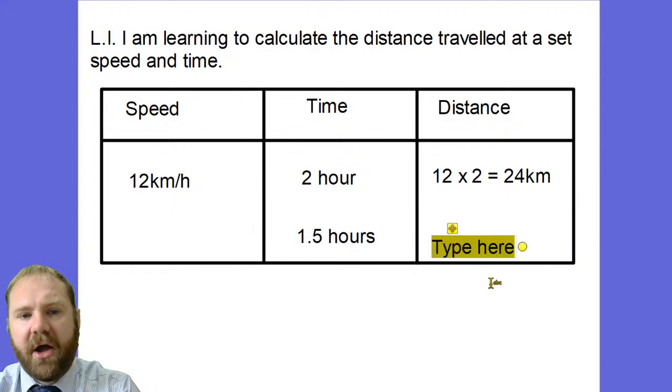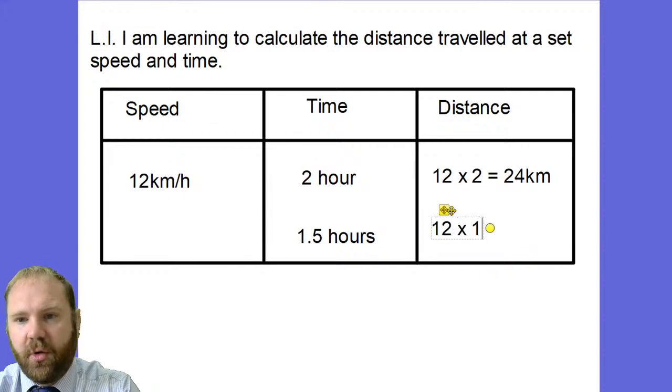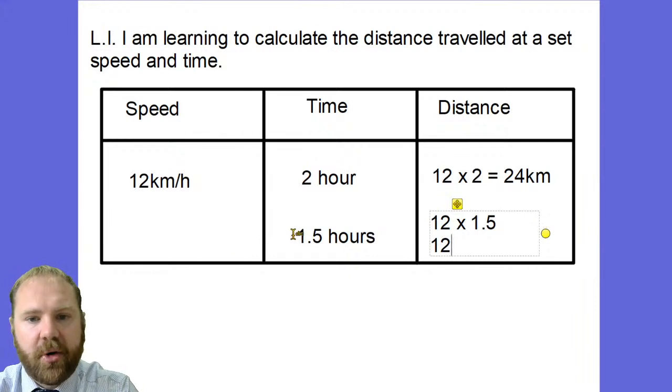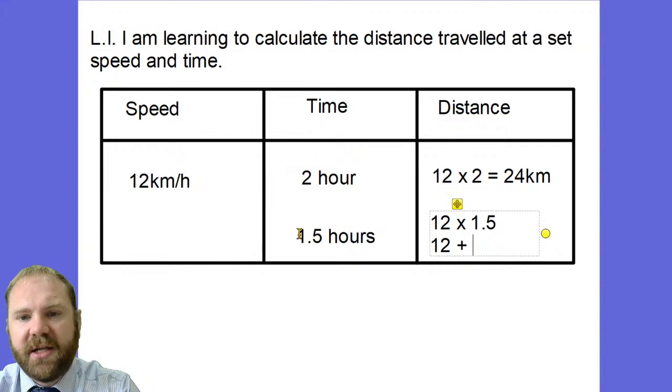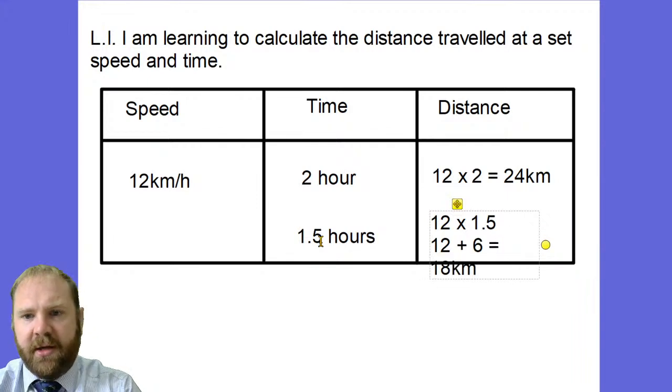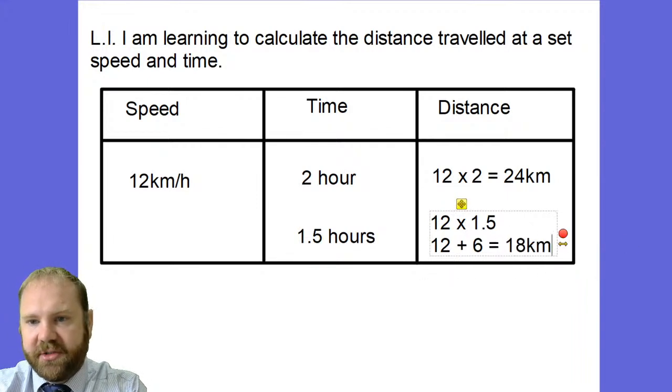What about 1.5 hours then? Well, you can think about this two ways. You could do 12 times 1.5. Or the way I would think about it is I would do 12 kilometers, which is the 1 hour. So in 1 hour, I go 12 kilometers. Plus, well, what am I going to do in half an hour? 0.5 of an hour. I'm going to go half the distance. So that's going to be 6, isn't it? Therefore, in 1.5 hours, I'm going to go 18 kilometers.